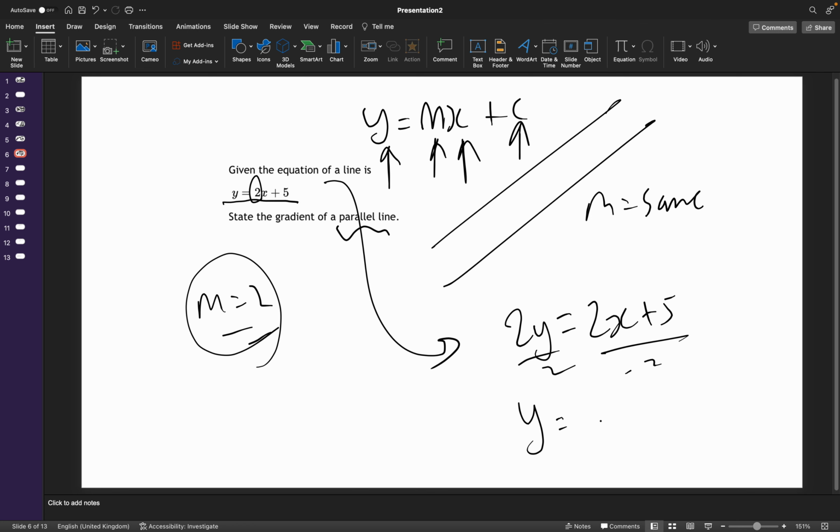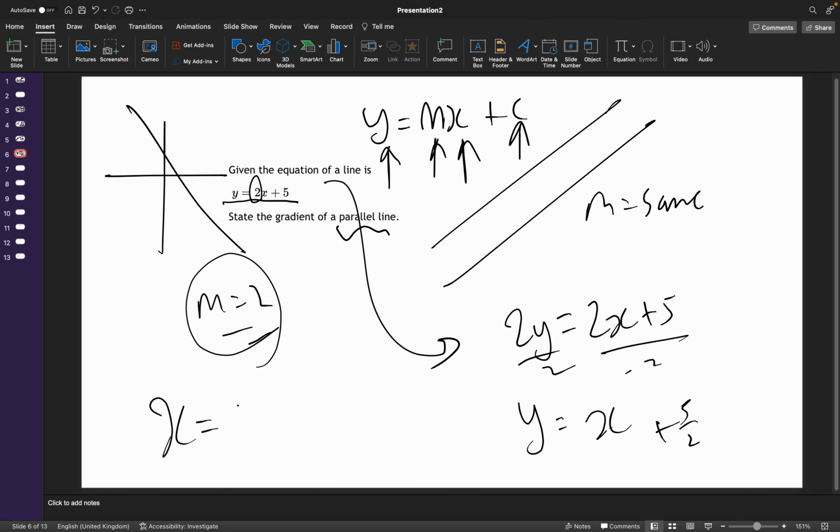So 2x divided by 2 becomes x, because 2 divided by 2 is just 1x, but we don't write the 1, right? So it just becomes x, plus 5 over 2 will be the y-intercept. By the way, the y-intercept is basically just the point where the graph crosses the y-axis.